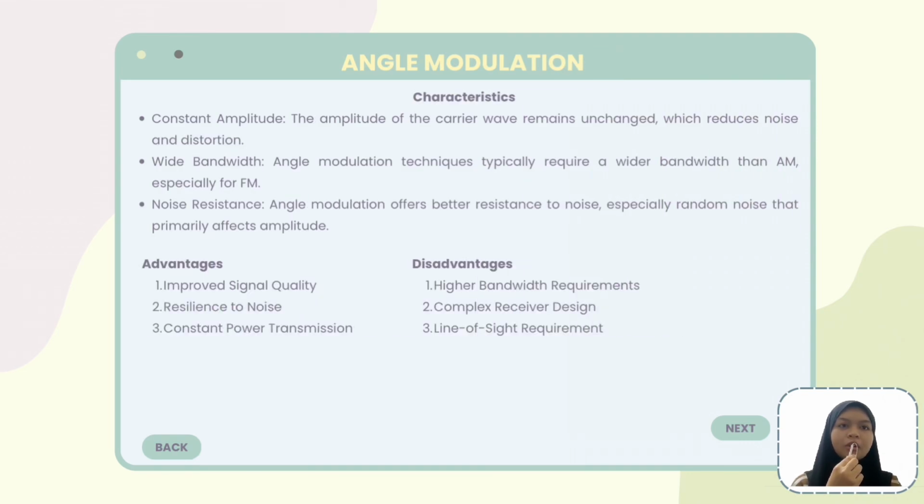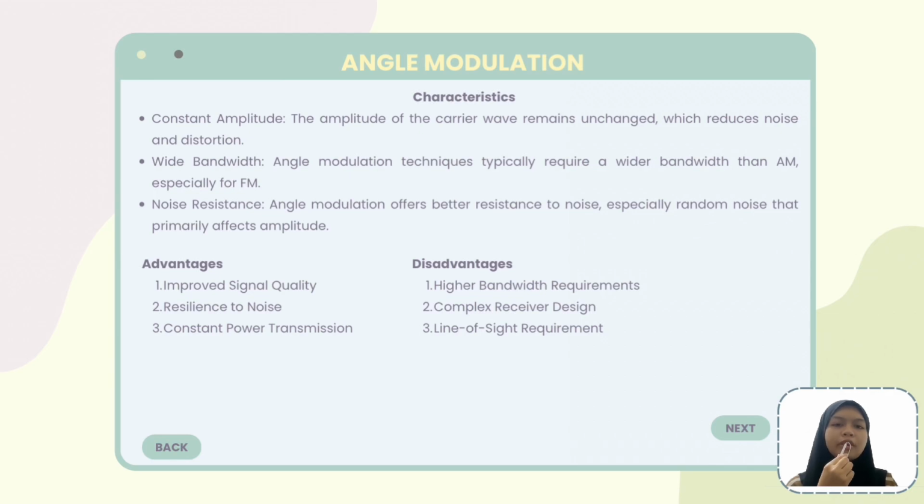Okay, next, the characteristics of angle modulation. First, constant amplitude. The amplitude of the carrier wave remains unchanged, which reduces noise and distortion. Second, wide bandwidth. Angle modulation techniques typically require a wider bandwidth than AM, especially for FM. Third, noise resistant. Angle modulation offers better resistance to noise, especially random noise that primarily affects amplitude.